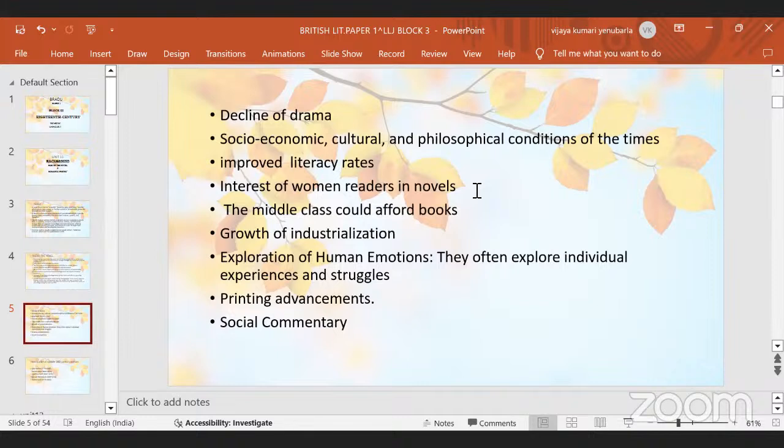Growth of industrialization. As we have already discussed, this is the major factor. Exploration of human emotions. They often explore individual experiences and struggles. So individuality has been given importance, and the struggle to become rich, the struggle to become or to maintain the purity, chastity, to be honest.